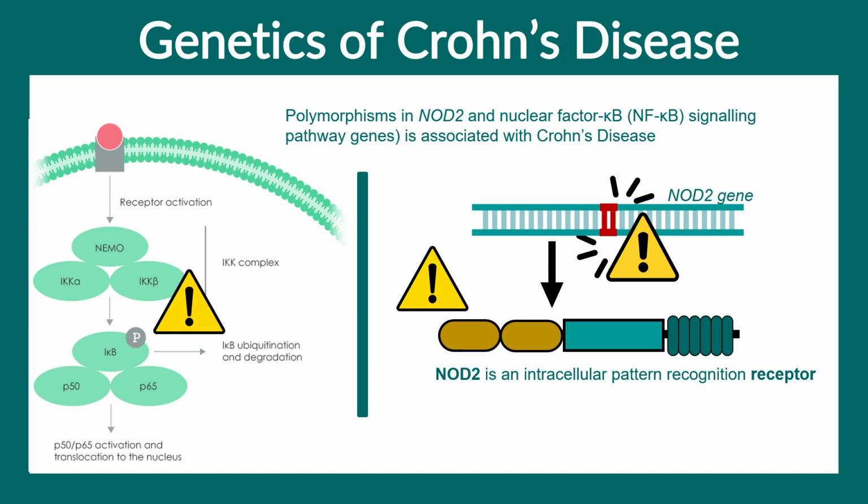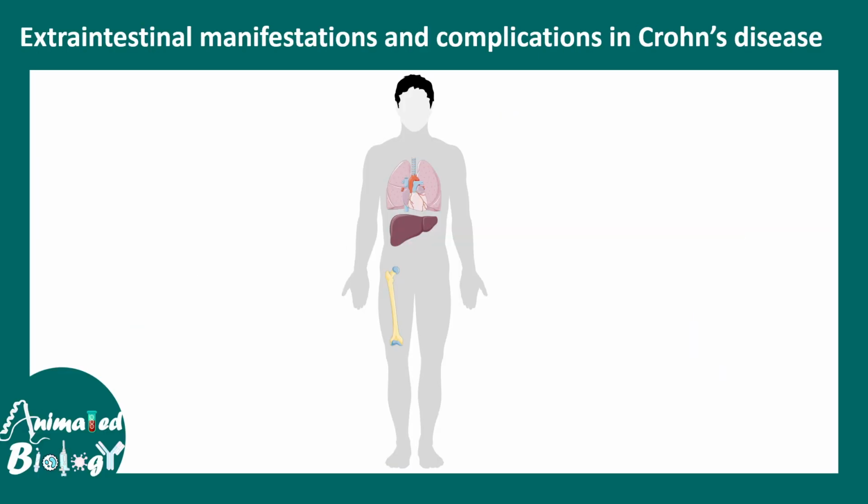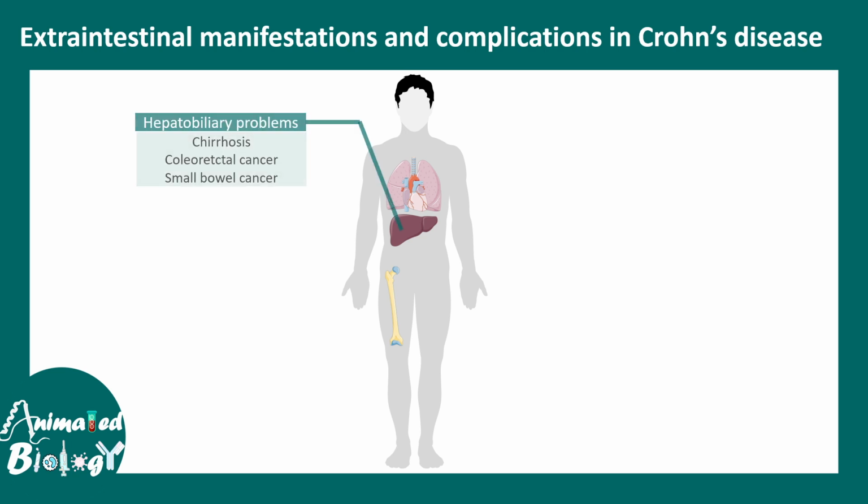Now when it comes to genetics, two important risk factors are associated. One is a mutation and polymorphism in the gene which encodes the pattern recognition receptor NOD2, and the other is the overall components of the NF-kappa B signaling pathway. So a defect in any of these aspects can increase the risk of Crohn's disease. Now, Crohn's disease symptoms can also be extraintestinal.